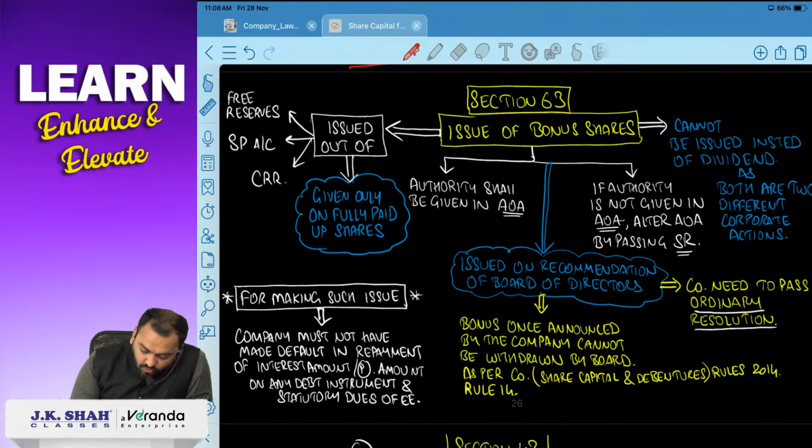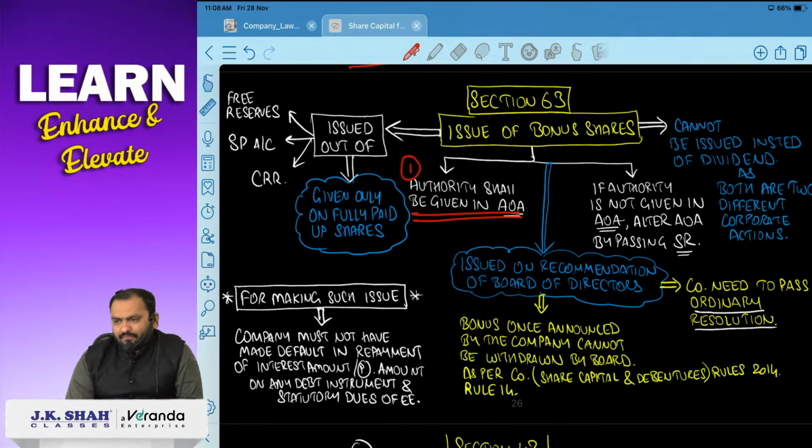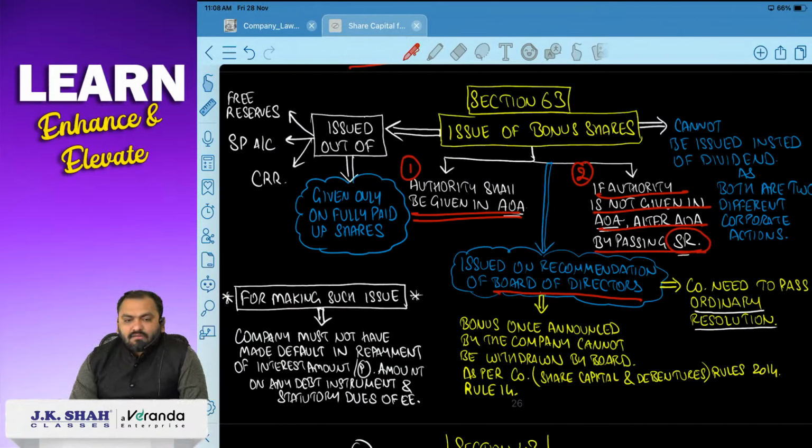First, authority shall be given in AOA. AOA should allow you for such an issue. Second, if authority is not given in AOA, then what to do? Alter AOA by passing SR. Easy? Everybody keep this in mind. Simple. Okay. Who is going to recommend this issue? Board of directors. You know, same like dividend. Who recommends the amount of dividend to be declared? Board. Same here also, board.